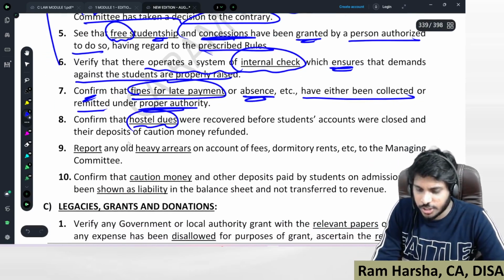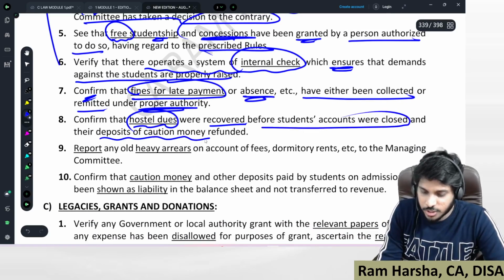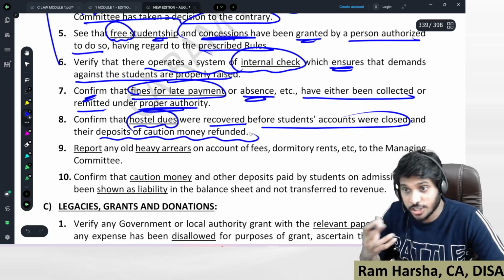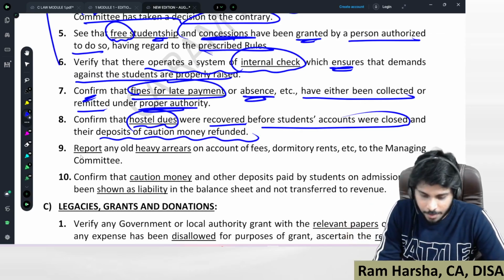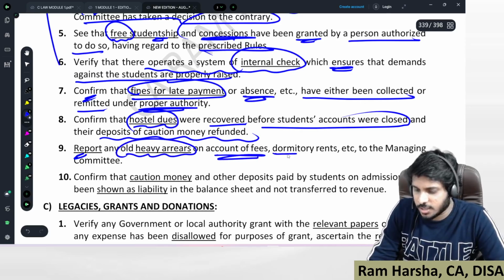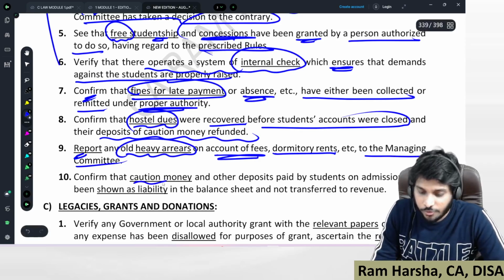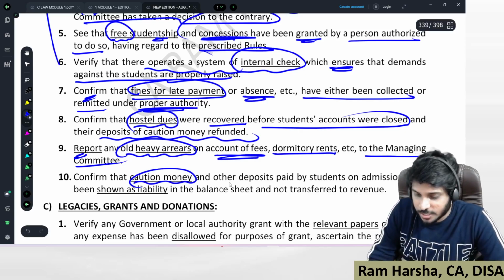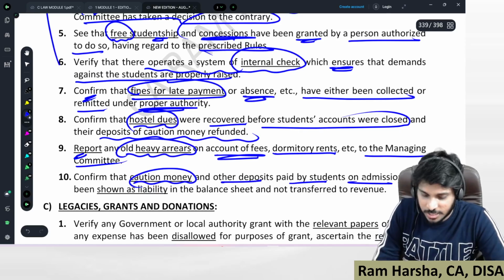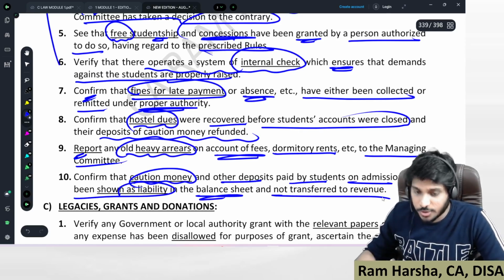And if it is hostel dues, are they recovered before the students' accounts were closed, and their deposit of caution money, nothing but caution deposits, all that shall be refunded. Report any old heavy arrears on account of fees, dormitory rent, etc. to the managing committee. So, reports. Confirm caution money, nothing but caution deposit, and other deposits paid by the student on admission have been shown as a liability in the balance sheet, and not transferred to revenue.